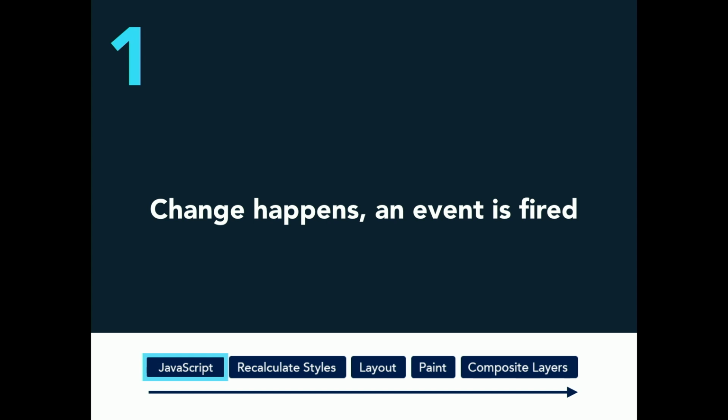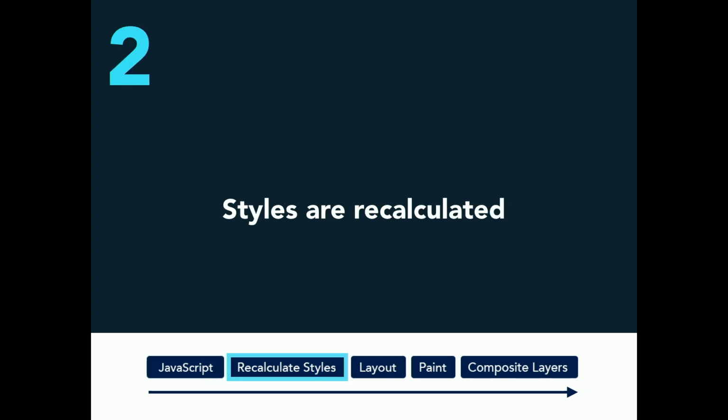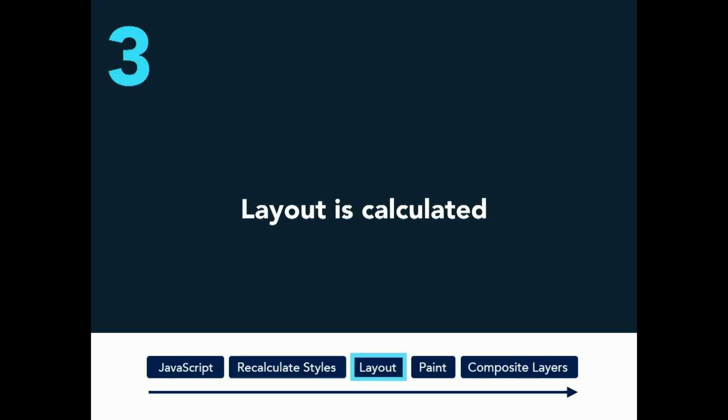So first, the change happens and an event is fired. It doesn't necessarily have to be JavaScript. It can be any type of event, for example, scrolling, hovering over an element that will change on hover, and things like that. After that, the styles need to get recalculated according to what just happened, to get your change visible for the user. After that, we have a layout step.